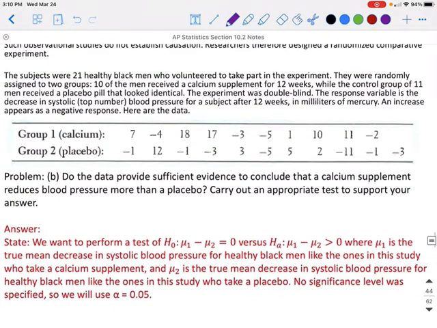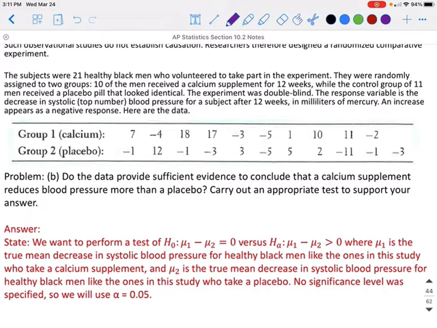So we want to perform a test of H sub 0: mu1 minus mu2 equals 0, so there's no difference, versus the alternative. We think the calcium is going to be greater than 0 because we think there's going to be more difference. So our alternative hypothesis will be mu1 minus mu2 is greater than 0.